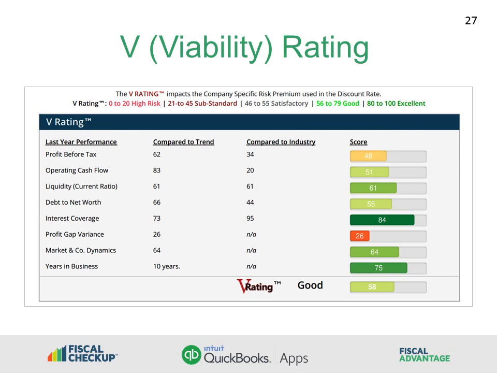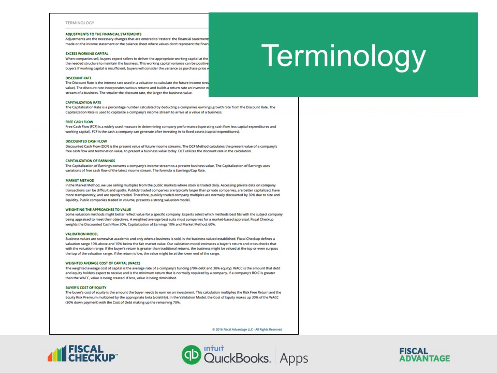Since the V, or viability rating, was used as a component to help calculate the discount rate, the analysis of the subject company is presented on the bottom of the page. Since the business valuation often contains terminology not completely understood by all users, this report contains the definitions of 12 terms used in the valuation analysis.